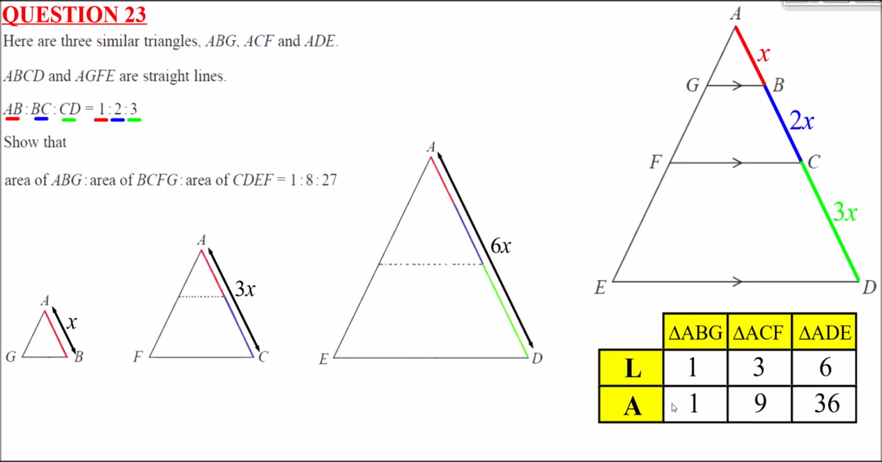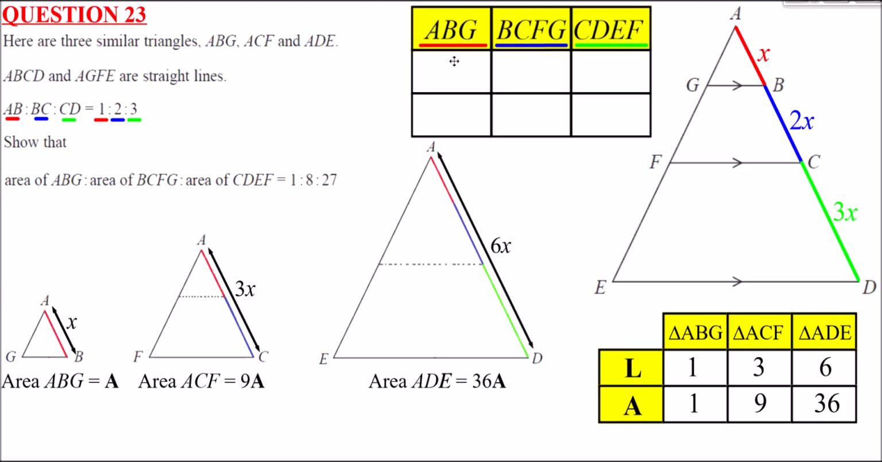So if the areas of these triangles are in this ratio, let's imagine that the area of ABG, let's just call that A. Then ACF would be of an area of 9A, and ADE would have an area of 36A. So just introducing A, or you could call it X or some other letter, we'd have this. So let's just start with the small triangle ABG. We actually want a ratio of ABG, the small triangle, to the area of the trapezium BCFG, which is this one here, to the area of trapezium CDEF.